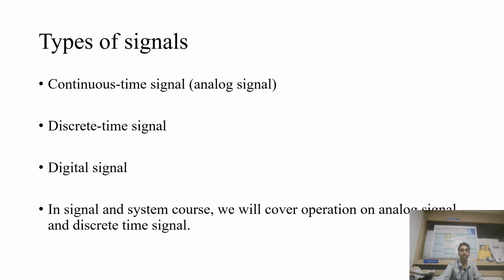So next we are going to types of signal. Generally, there are three broad types of signals. First is continuous time signal, second is discrete time signal, third is digital signal. Continuous time signal is also called analog signal. In the signal and system course, generally we use continuous time and discrete time signals, not digital signals. So in my video lectures, I will not go into digital signal, only a basic introduction. Operations and everything will go on continuous time and discrete time signals.